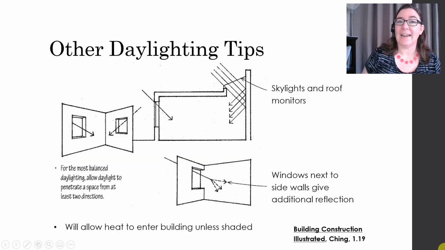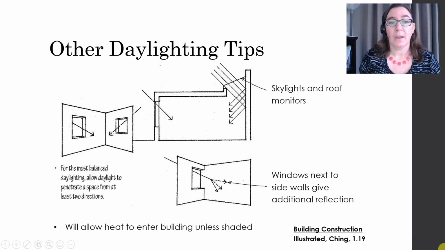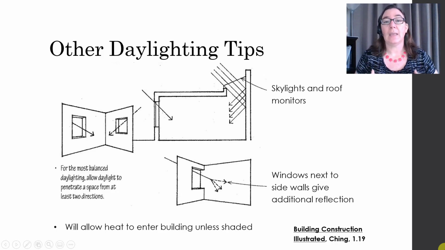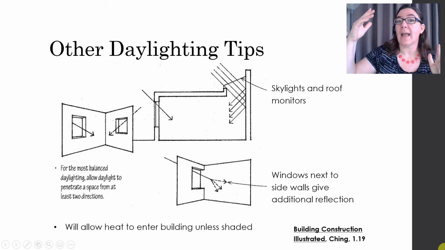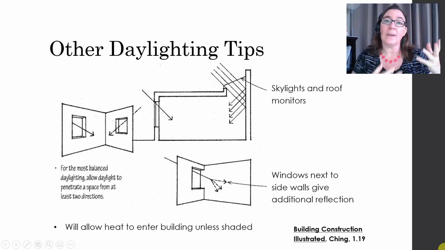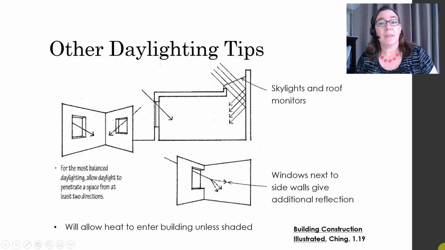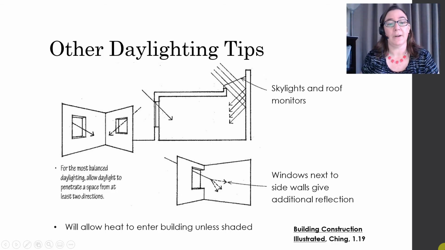Couple other daylighting tips. For the most balanced daylighting scheme, allow the daylight into your room from at least 2 directions. And this can be from 2 different windows. It can be from a window and a skylight. There's a bunch of different ways to do this. But if you only have one window, you're going to have extremely directional light, and it's better to have it coming from 2 directions. The second tip is you can use, and you probably should, skylights and roof monitors.